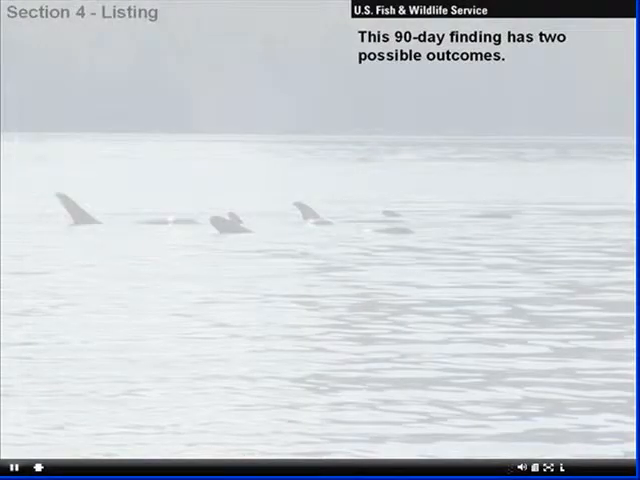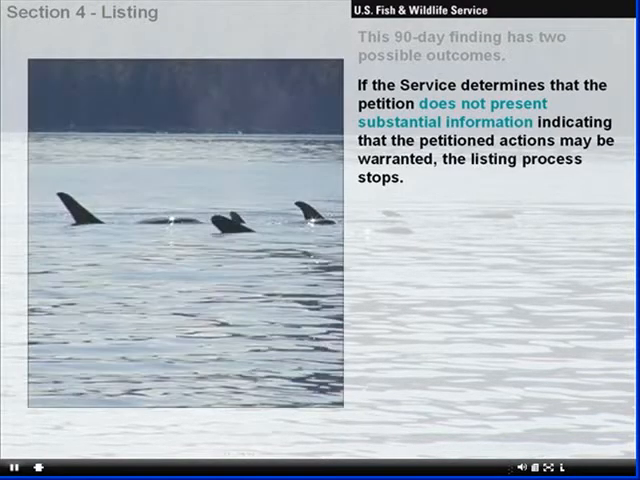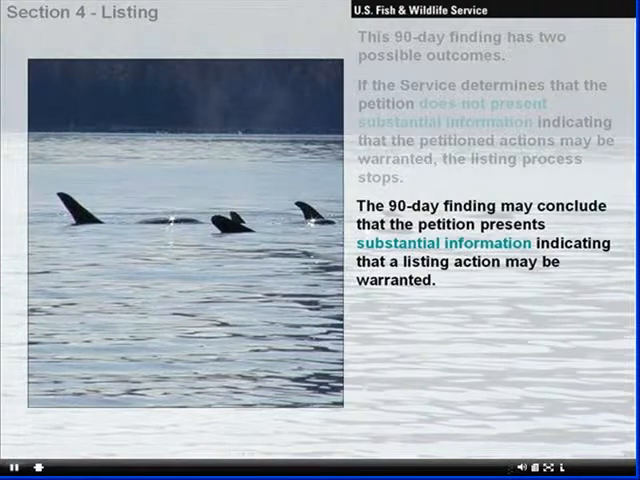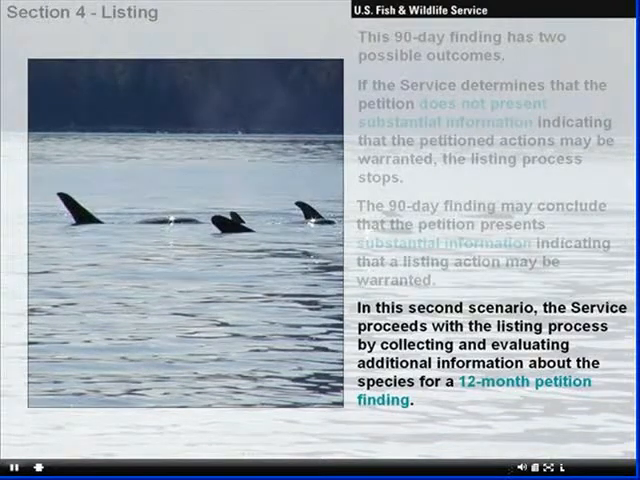This 90-day finding has 2 possible outcomes. If the service determines that the petition does not present substantial information indicating that the petitioned actions may be warranted, the listing process stops. The 90-day finding may conclude that the petition presents substantial information indicating that a listing action may be warranted. In this second scenario, the service proceeds with the listing process by collecting and evaluating additional information about the species for a 12-month petition finding.